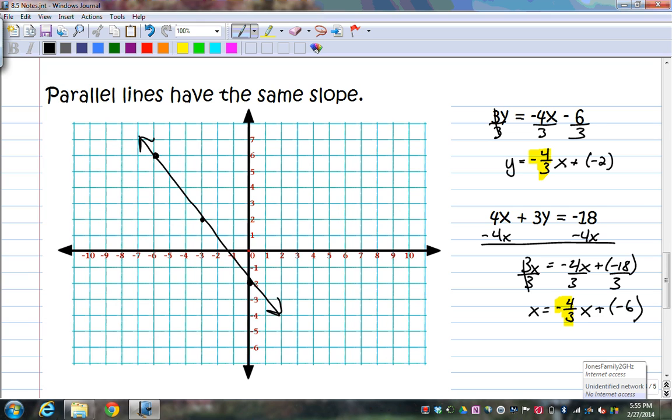So I'm going to graph this second one. It has a y-intercept of negative 6, it's way down here, but the slope is the same. Up 4, left 3, so up 4, left 3, up 4, left 3, up 4, left 3. And when you look at it and you graph it, sure enough, they are parallel lines. Okay? So if they have the same slope, they're parallel lines.